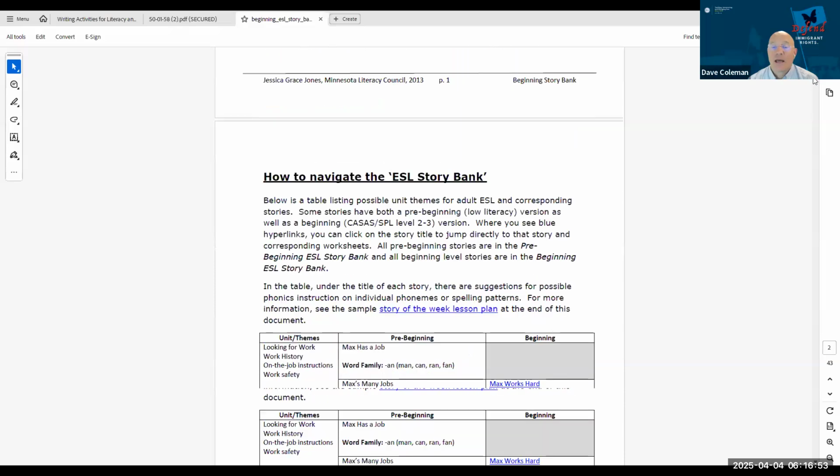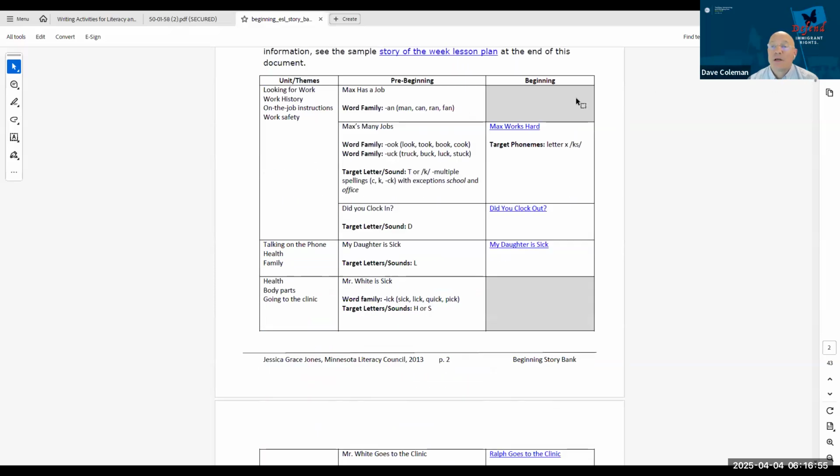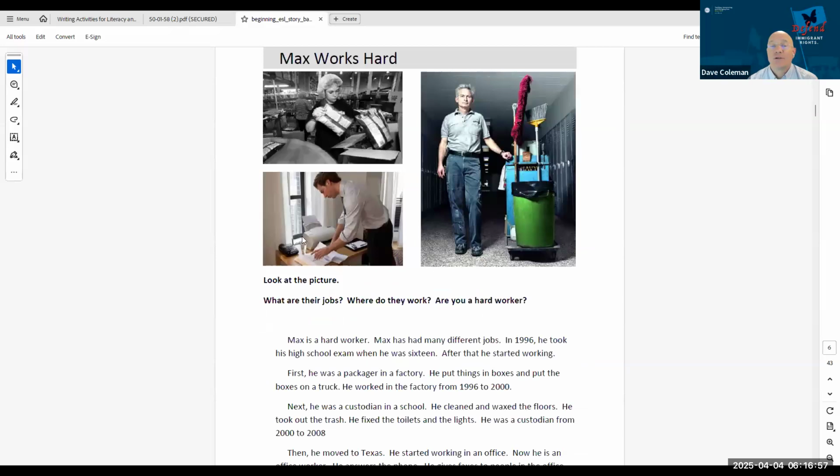So I love to use students' own words, right? And their own stories and their own personal information, because that's what it's really all about. But every now and then, it's good to give them a little practice from something that's not about them. So let me share this with you again. This is what I just showed you, okay? But what you can do is click on it and it will take you to the story.